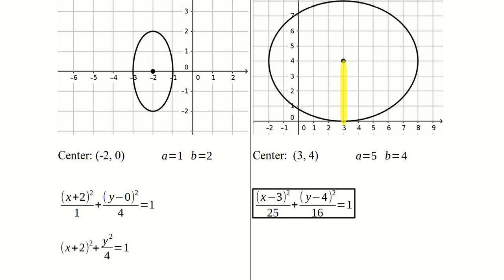So we've got in the numerator an (x minus 3) quantity squared. Downstairs, 5 squared is 25. In the second term, the y term, we've got (y minus 4) quantity squared. And of course, b squared, 4 squared is 16. All still equal to 1. This is an ellipse.